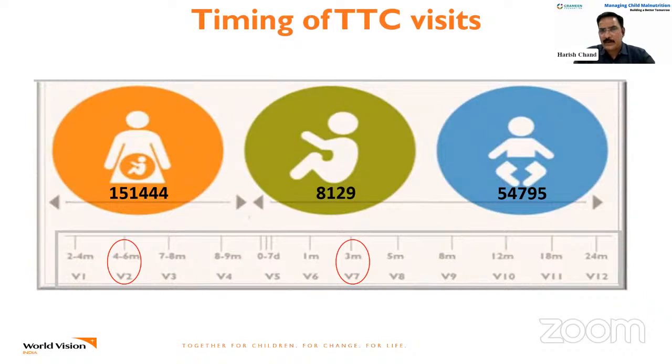This is the timeline: the health worker formulates and visits each house, pregnant women and children and newborns, at different points of time. There are 4 visits conducted by the health worker during the pregnancy, and so far we have touched around 151,000 pregnant women who have been given messages on behavior change communication, and they have adopted those behaviors.